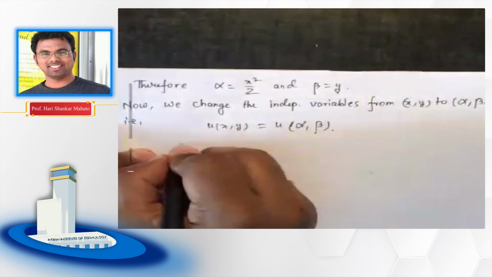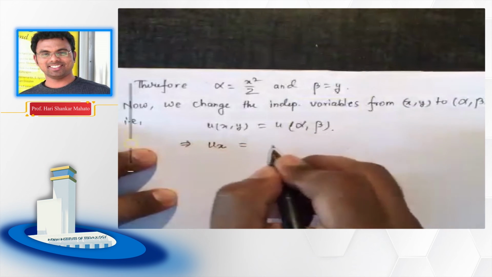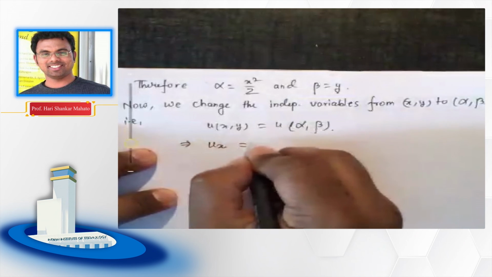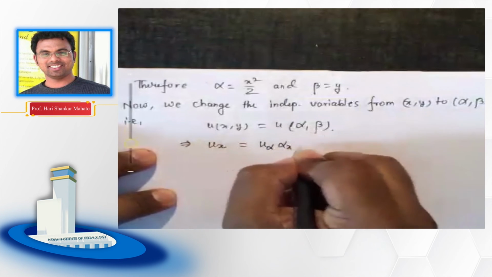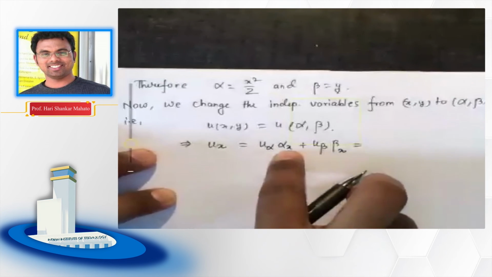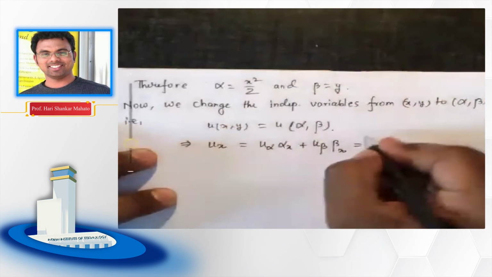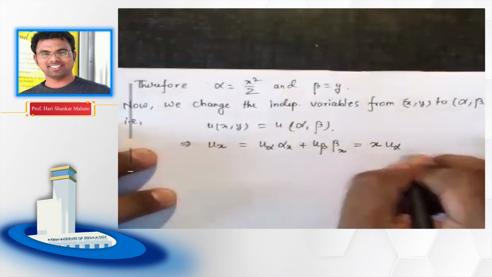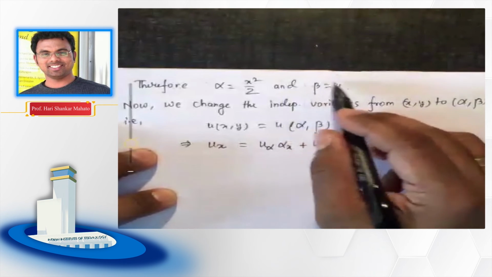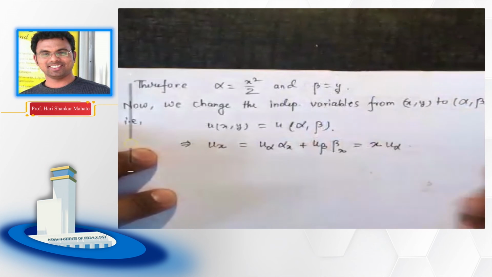So now I will calculate the partial derivatives, which will be in terms of alpha and beta. Here alpha is a function of x and beta is a function of y. So ux will be u alpha times alpha x plus u beta times beta x. Alpha x, the partial derivative of alpha with respect to x, comes out to be 2x by 2, which is x, so it becomes x times u alpha. Whereas beta x is 0, since there is no variable x involved, so the second term does not exist.